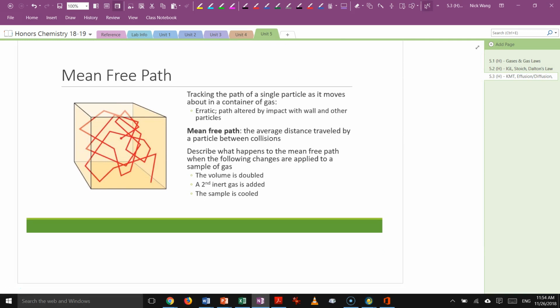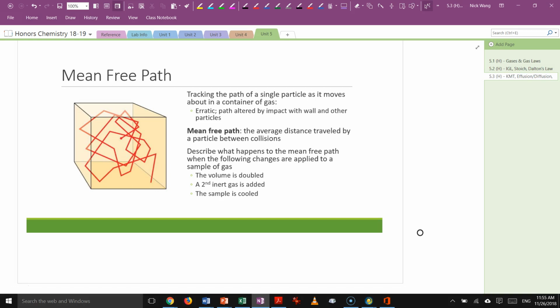The next idea here is called the mean free path. This is where you basically track the path of a single particle. So if I have, again, a single gas particle, let's see what happens as it moves around. It's going to move here, then there, then there, then here. And every time it changes direction, it is either colliding with the wall or another particle. Otherwise, it would go straight for infinity. And of course, this path is very erratic.